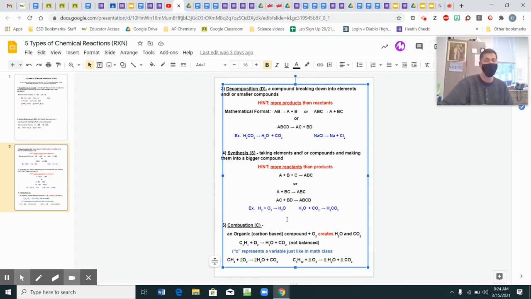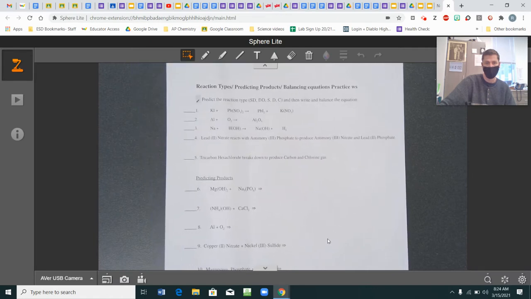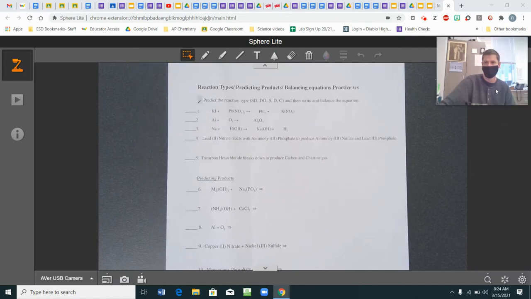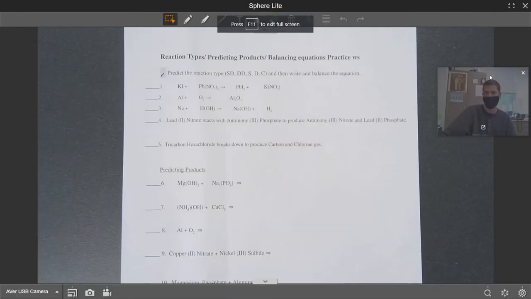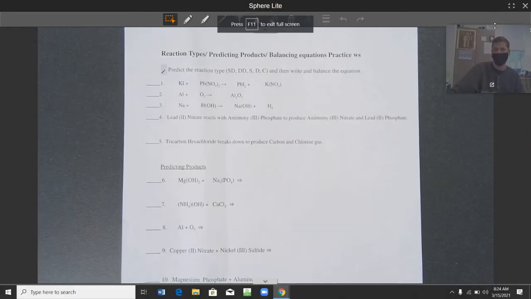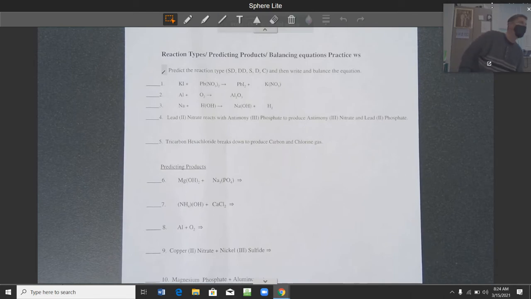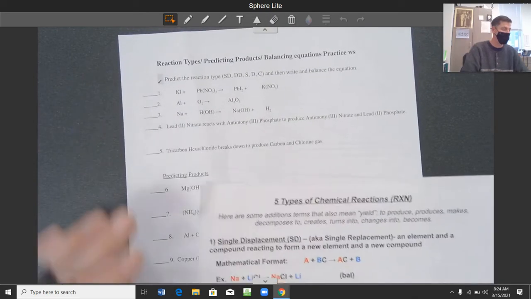Okay, so with that, I've given out worksheets here. Those people at home, hopefully you have looked at the worksheets or printed off the worksheet, because that's what we're moving into right now. Moving on to this, we're going to be comparing. I actually have a hard copy of the reaction types.